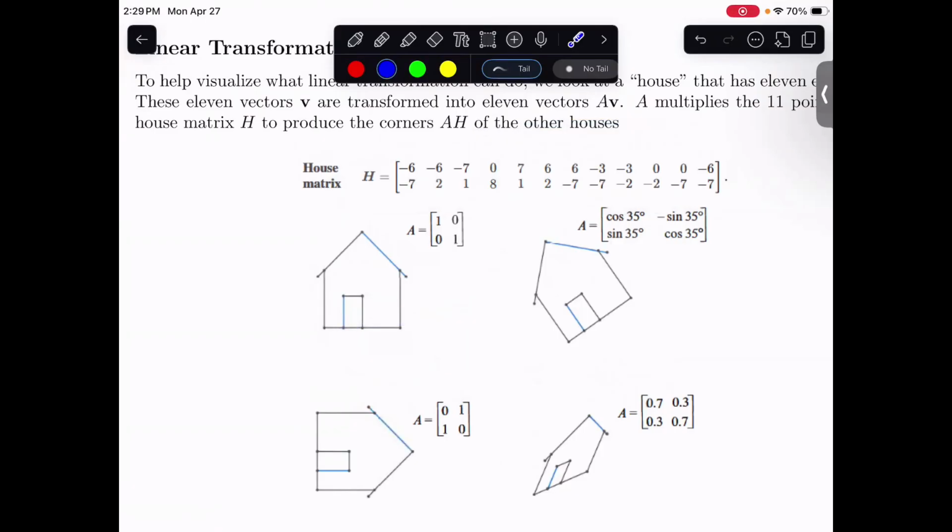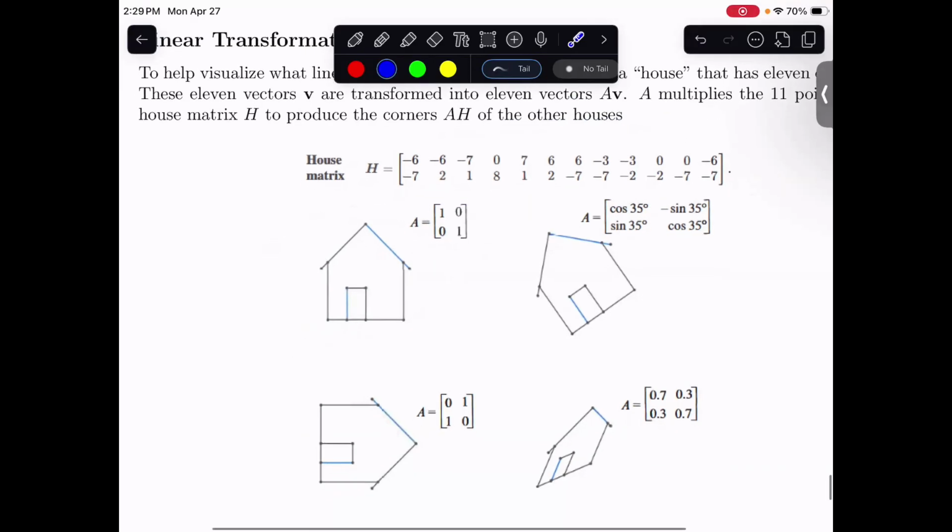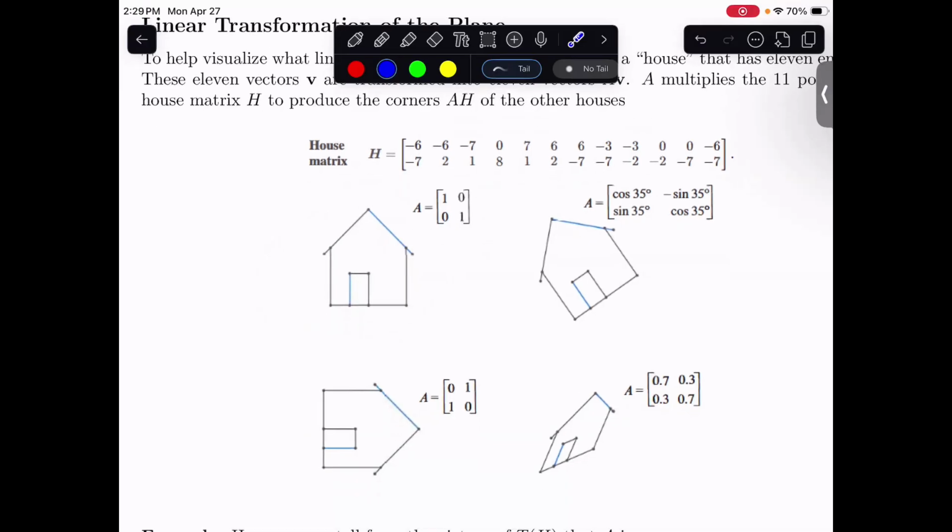In performing matrix multiplication on H via some matrix A, we're performing some sort of linear transformation. If A is equal to the identity and we multiply it by H, we just get the original house back. If we flip this, so that the ones appear on the off diagonal and we have zeros along the diagonal, it's really like switching the X and Y coordinates with one another. And so you end up getting this house right here. It's like a 90-degree rotation.